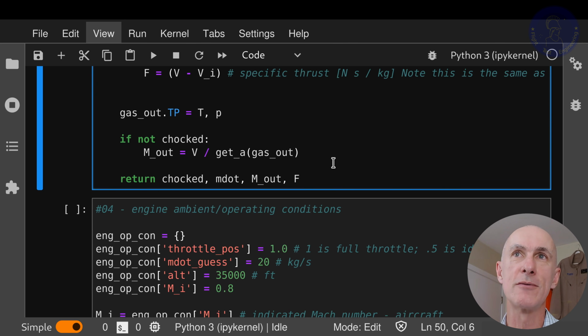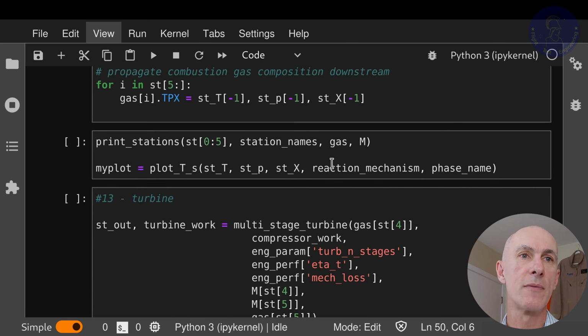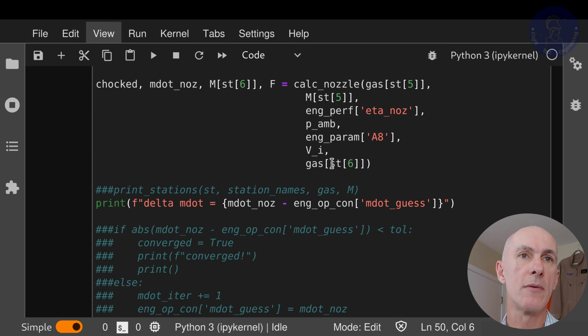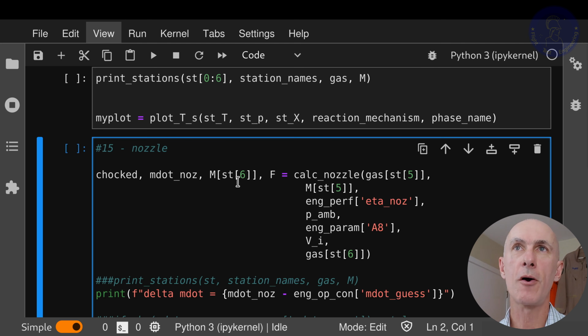Let me scroll down to number 15 here. Right there. So we're going to call our nozzle function with the gas coming in from station 5, the turbine, and the parameters we discussed: Mach, eta nozzle, ambient pressure, A star, aircraft speed, and the gas out object. Note that the index here, number 6, is stored as station 8 in our list.